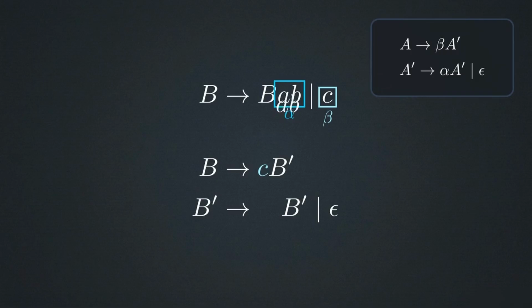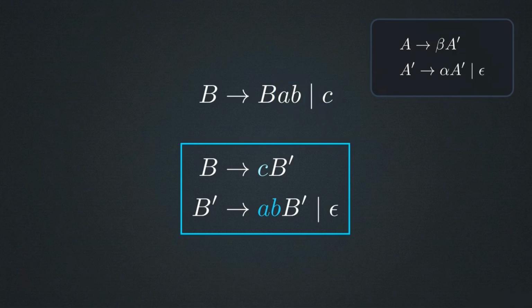Let's check the result. First, isolate the components. Our recursive alpha is the sequence AB, shown in cyan. Our non-recursive beta is C, shown in blue. Substitute those into the formula. B produces CB prime, and B prime produces ABB prime, or epsilon. The recursion is neutralized.